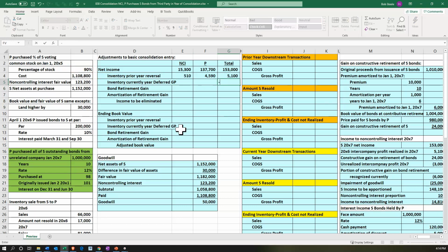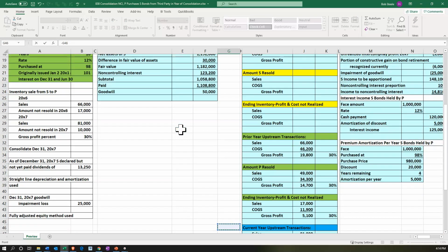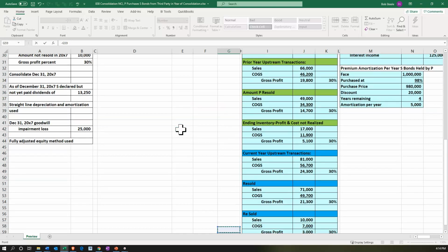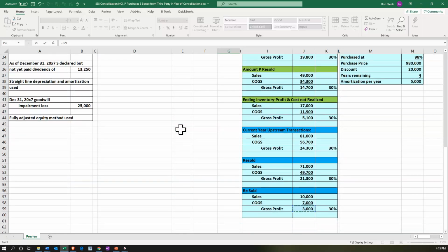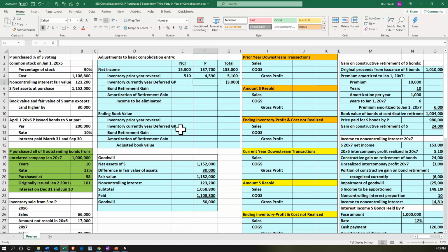Then we've got the other side of the inventory. This is going to be a negative number for the current year. For the current year upstream transaction, all the way down below in the blue area, we're looking for that 3,000. That's also broken out 90-10: the 3,000 times the 90, and the 3,000 times 1 minus the 90, or 10%.